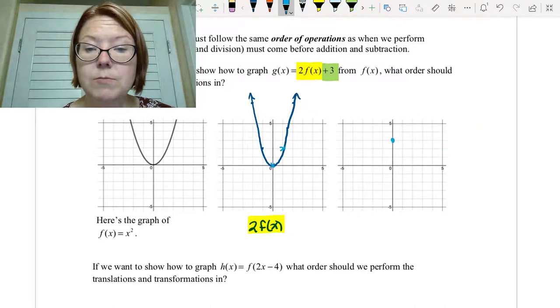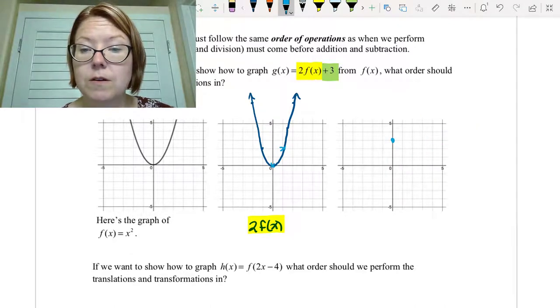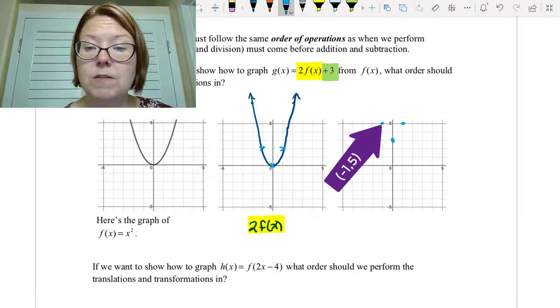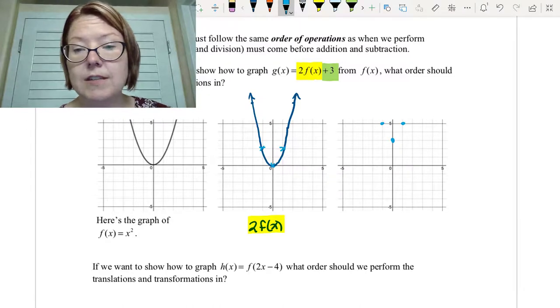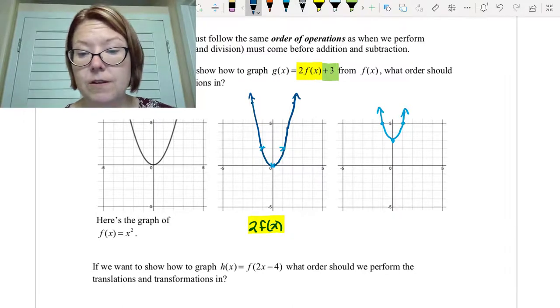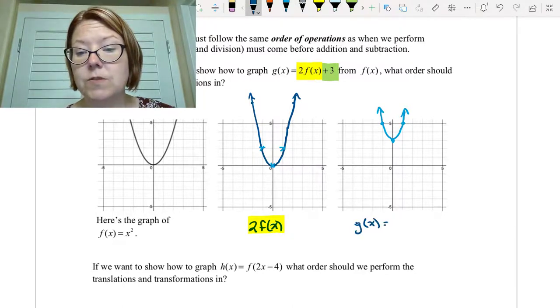1, 2 and move it up to 1, 5. Negative 1, 2 and move it to negative 1, 5. And then we've got points that are so high we can't actually see them on our axes. So I'm just going to sketch from there. That gives us the graph of g of x equals 2 f of x plus 3.